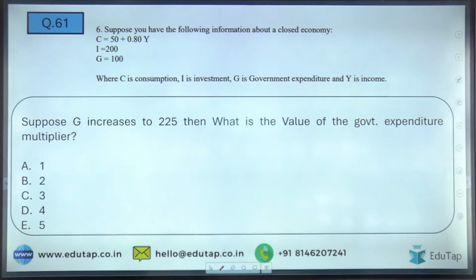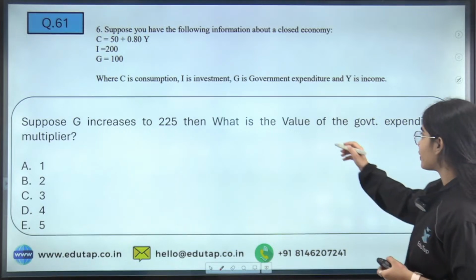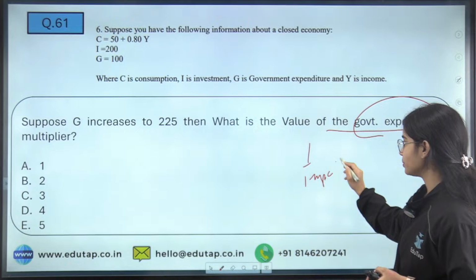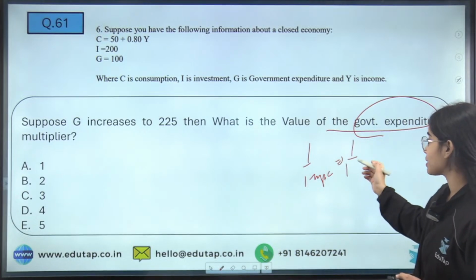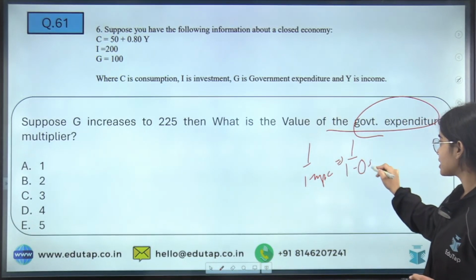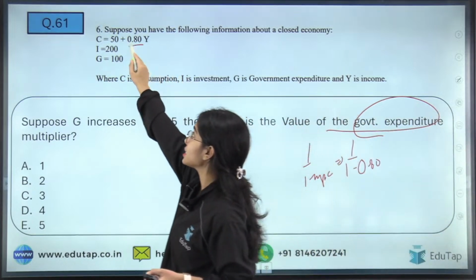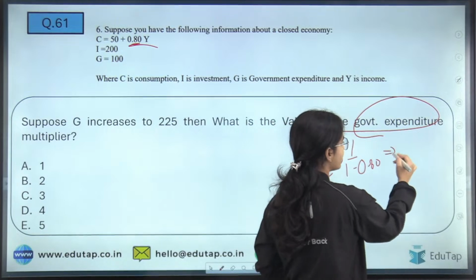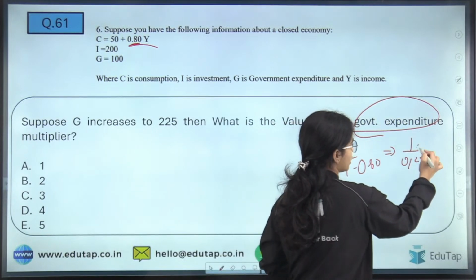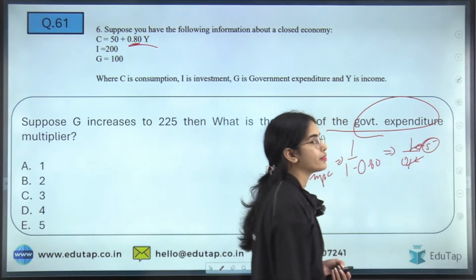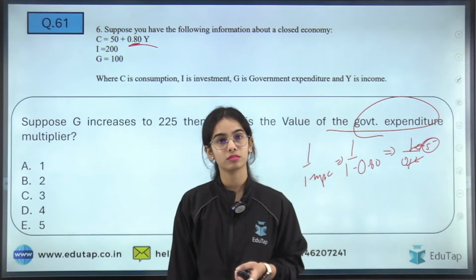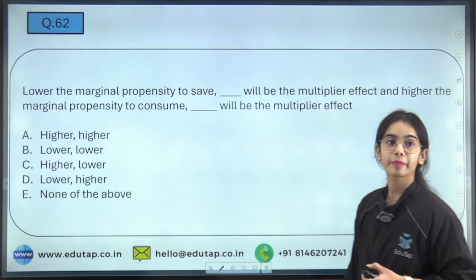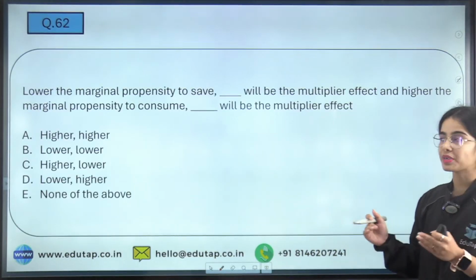So government expenditure is increasing. Then what is the value of the government expenditure multiplier? 1 upon 1 minus MPC is the formula. MPC is how much? MPC is 0.80, right? So 1 minus 0.80 is 0.2, so 1 upon 0.2. So here 5 is the answer. Yes.